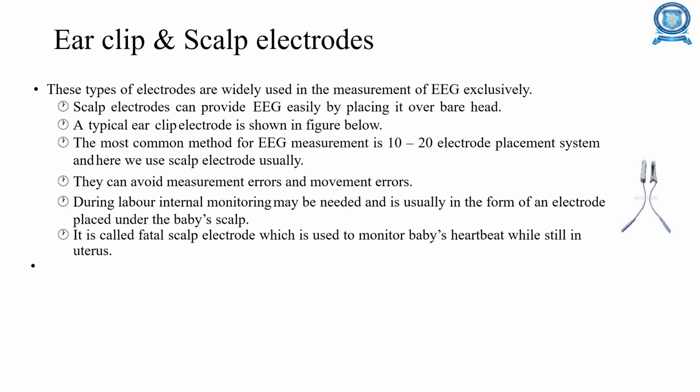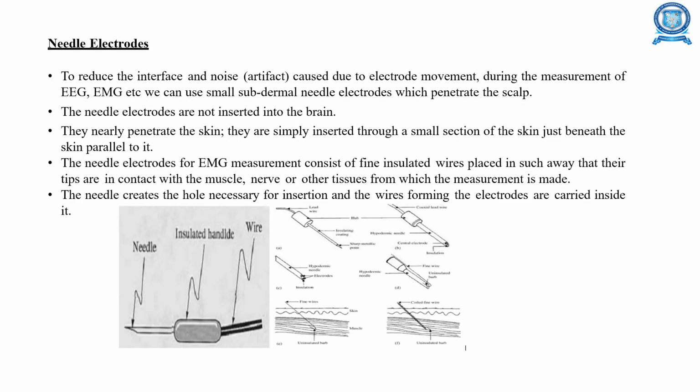Next are the ear clip and scalp electrodes. Scalp electrodes can provide EEG easily by placing them over the bare head. The most common method for EEG measurement is the 10-20 electrode placement system. During labor, internal monitoring may be needed and is usually in the form of an electrode placed under the baby's scalp. The electrodes are shown in the diagram.